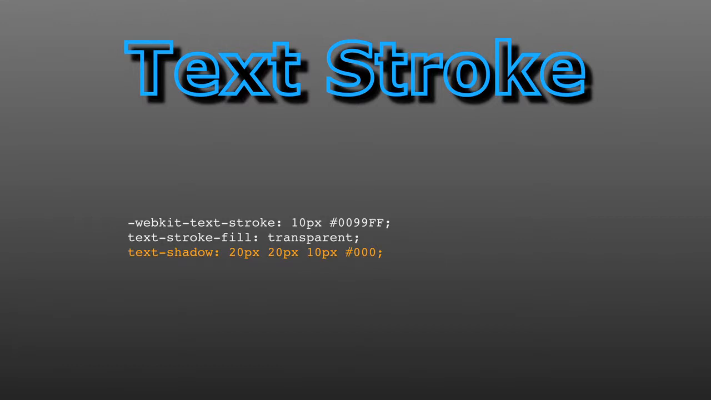From a practical perspective, a text stroke can sometimes look pretty cheesy, but it's actually quite useful in combination with the first letter pseudo element, if you want to make the first letter of a block of text look extra fancy.